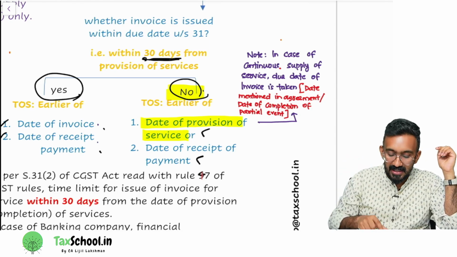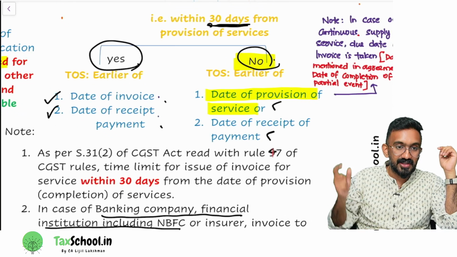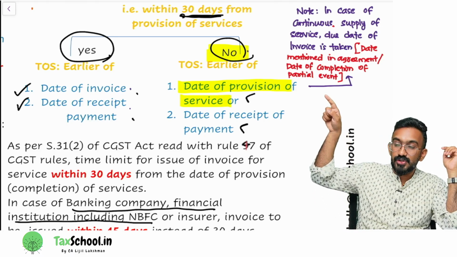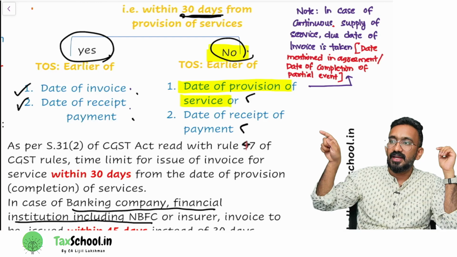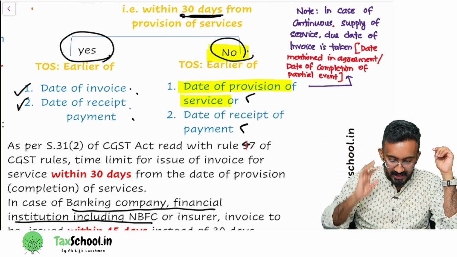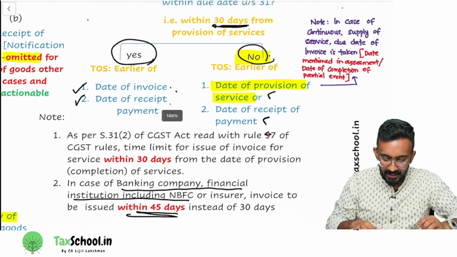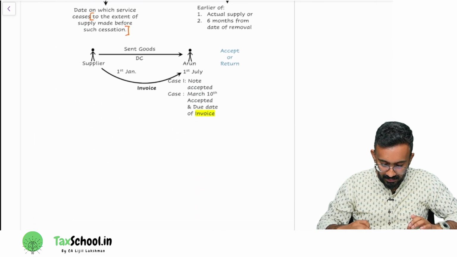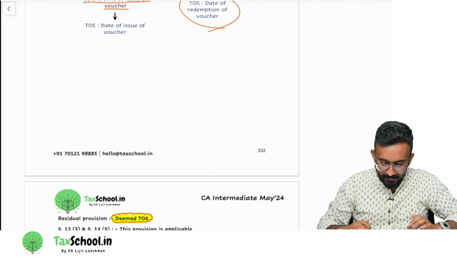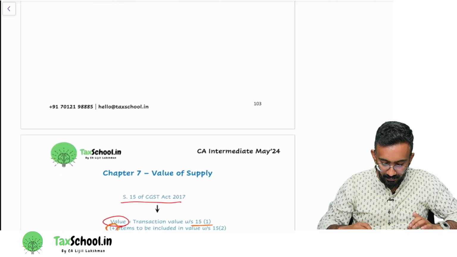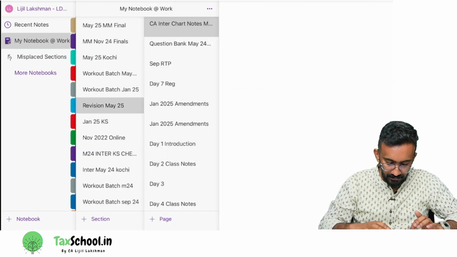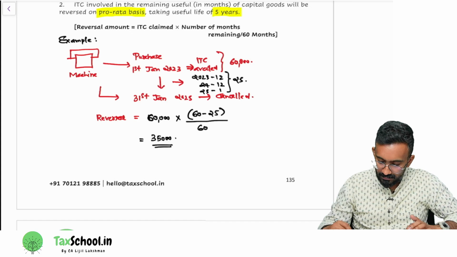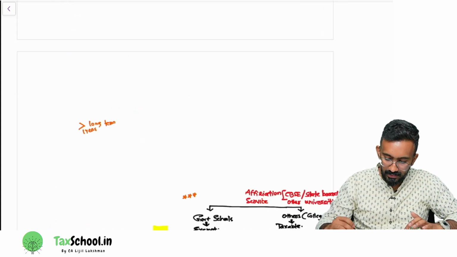If the answer is yes, then you compare date of invoice and date of payment. If the answer is no, you will compare the due date. Instead of provision of service, you will compare due date with date of receipt of payment, is what the provision says. Now let's try to analyze this with that hybrid annuity model example. Yeah, this is an important circular, might be new if you have not gone through this before.